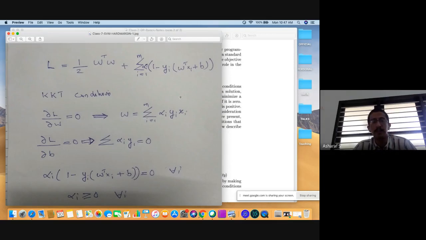And the other parameter is b. dou L by dou b is equal to 0. That's a first order condition again, and that's a part of the KKT, which will give you summation over alpha i yi is equal to 0. So this will be the condition: summation over i is equal to 1 to m of alpha i yi is 0. I missed writing i is equal to 1 to m here, you can write it down.